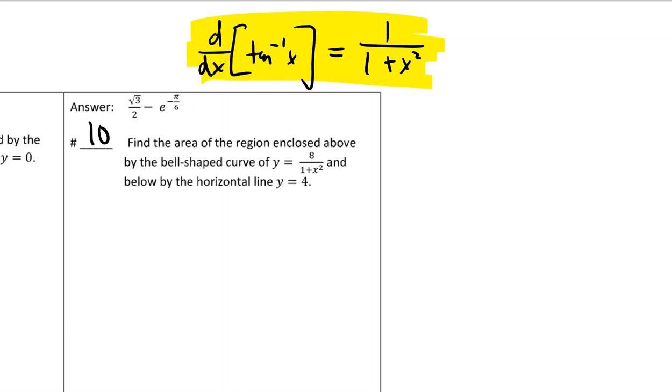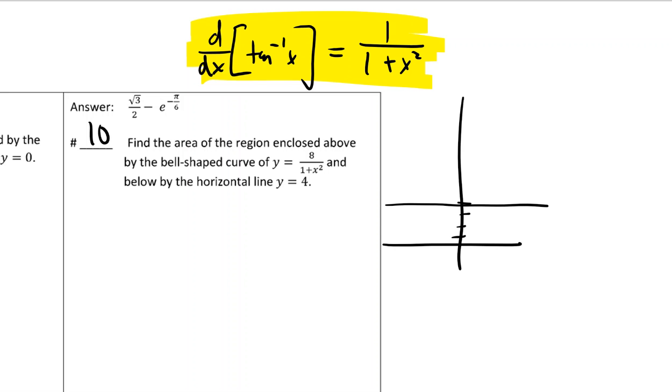So before I ever quiz you or test you on it, I will warn you and give you the others as well. But for the sake of being able to answer this question, you need that at the top. So number 10 says, find the area between this bell curve and the horizontal line y equals 4.